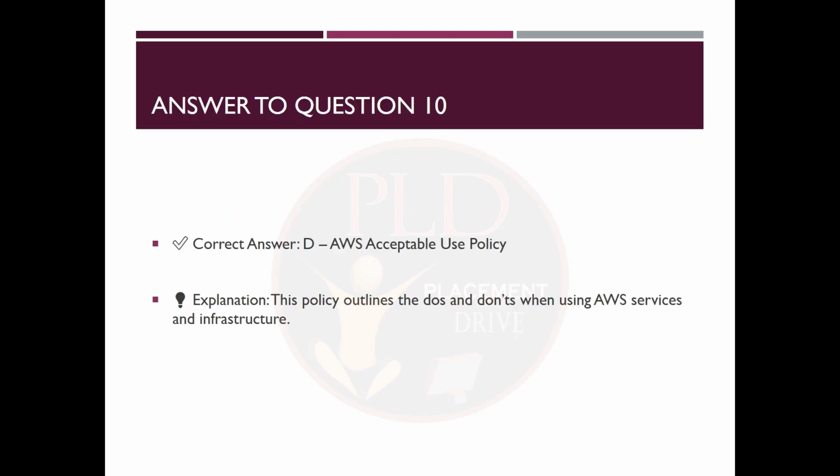So here is the answer for question 10. The correct answer is option D, AWS Acceptable Use Policy, and the explanation is this policy outlines the do's and don'ts when using AWS services and infrastructure.